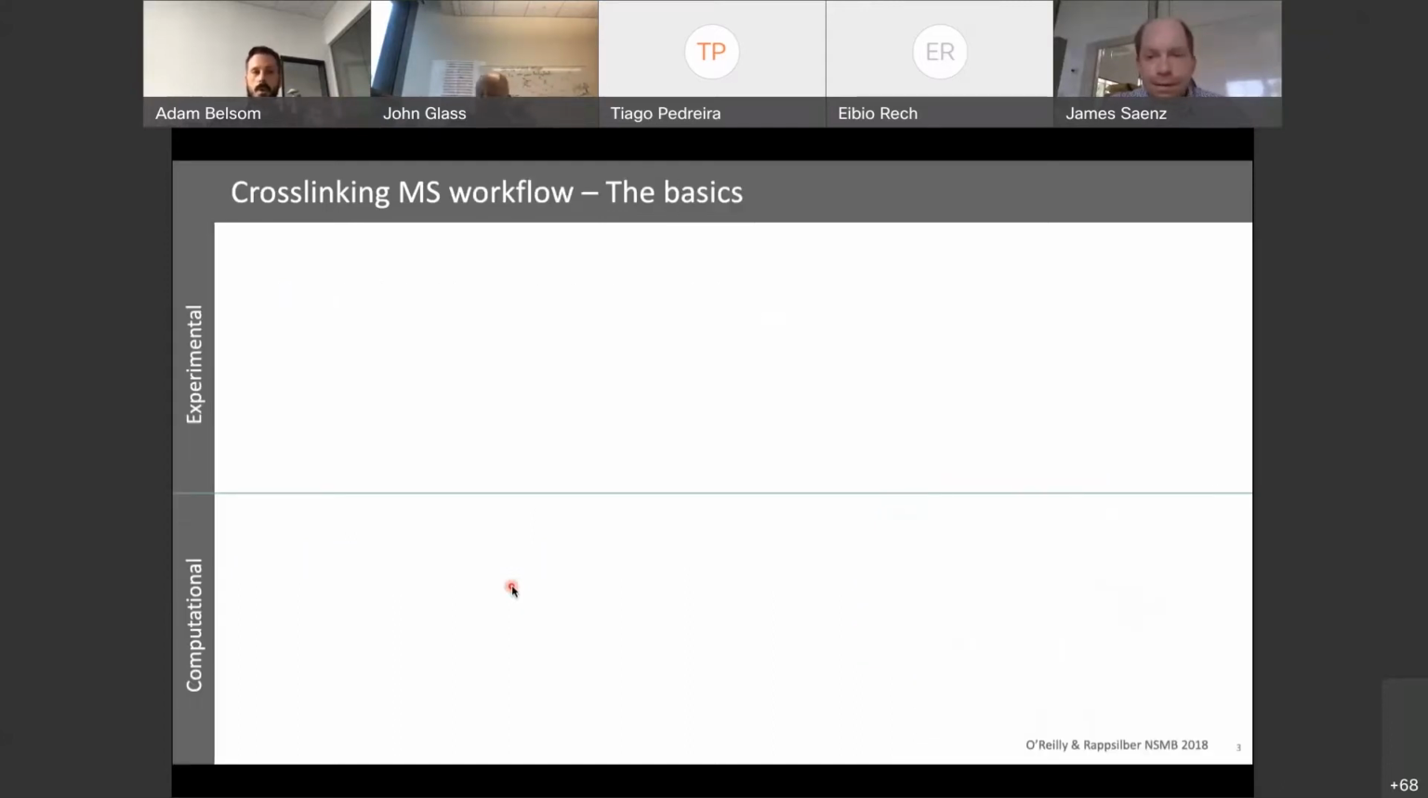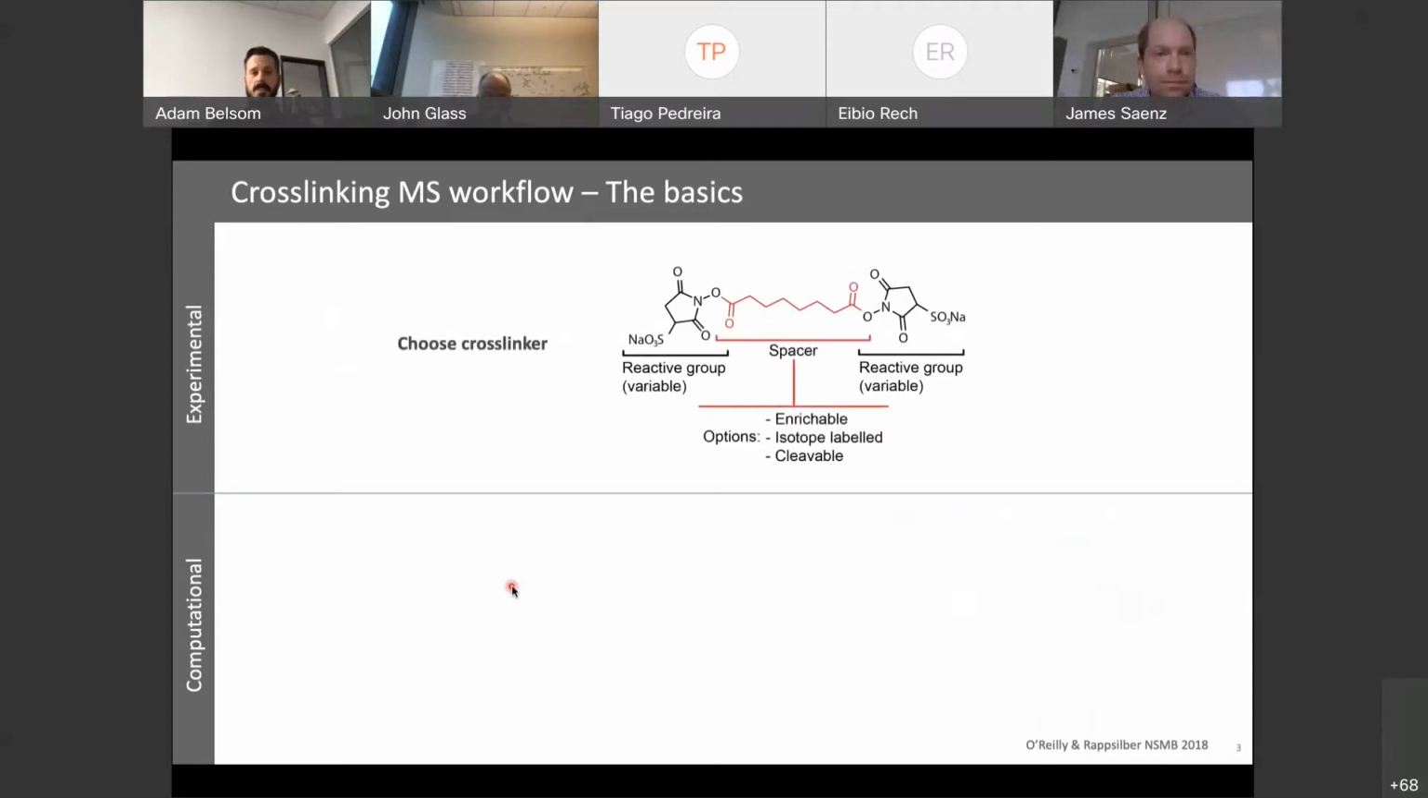There are two aspects to our workflow: an experimental aspect and a computational aspect. The first step is you need to choose a cross-linker, or the chemistry that you want to use to do the cross-linking. Typically we use chemical reagents called cross-linkers, consisting of a spacer separated by reactive groups at each end. These reactive groups can vary, but they react with different amino acids.